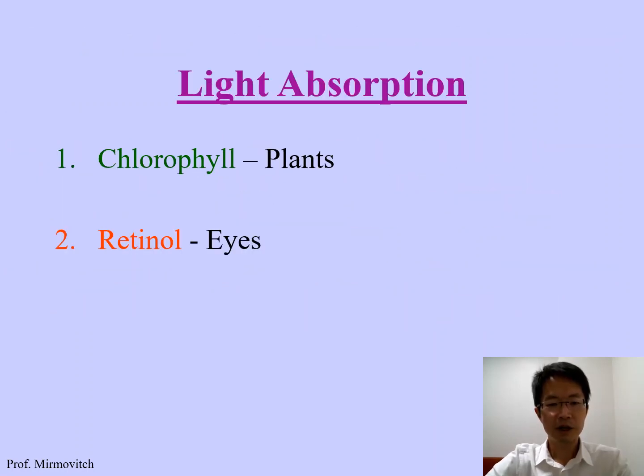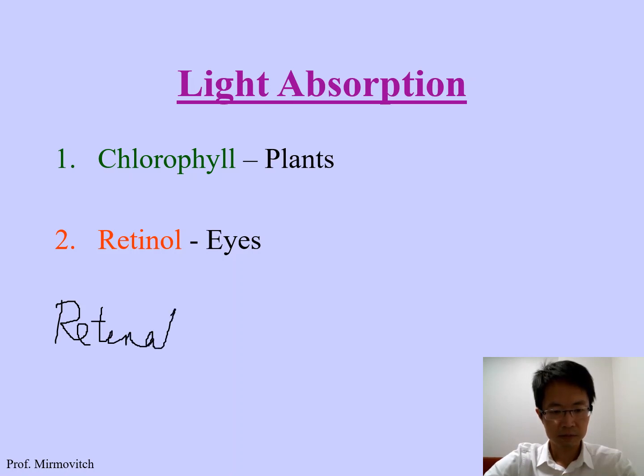So light absorption. We talk about chlorophyll in the plant, and in the eyes we have something called retinol. Well, this is another minor mistake in the slide. It should be called retinal. So it should be AL, not OL. So AL, retinal. It is one form of vitamin A that we find in the retina, in the eyes, and it is something called chromophore. Something we call chromophore.